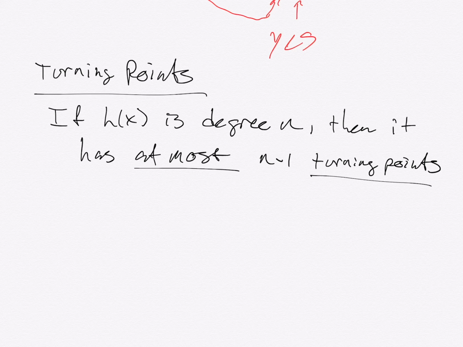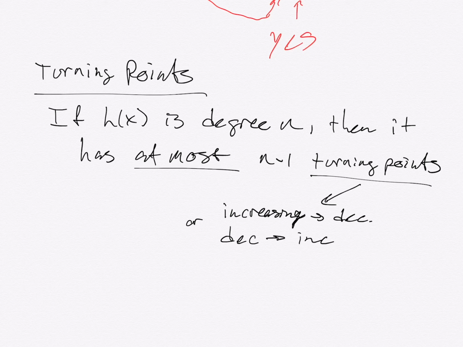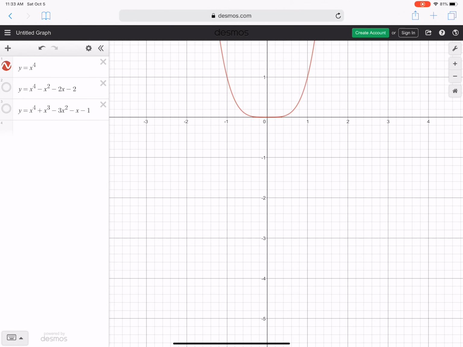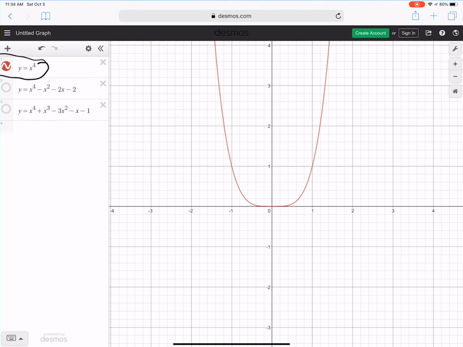A turning point is where we go from increasing to decreasing, or from decreasing to increasing. And I'm going to show you what I mean right now. There we go. So now we're in Desmos, desmos.com. And so we're up here. That is y equals x to the fourth. It's a fourth degree polynomial. And our function, our graph, is decreasing on its way from left to right.